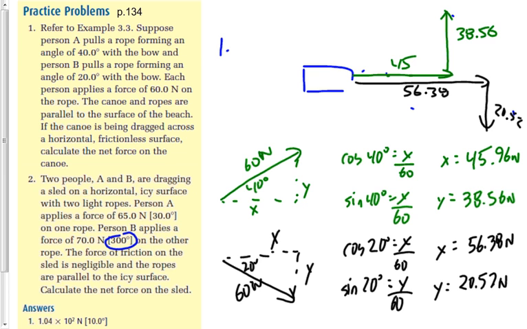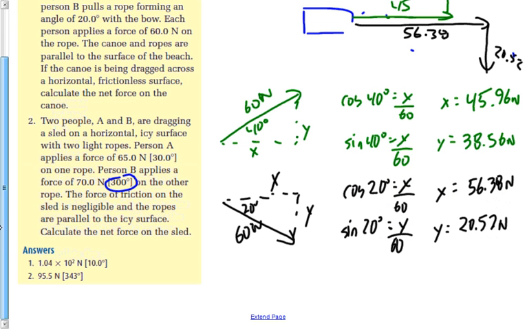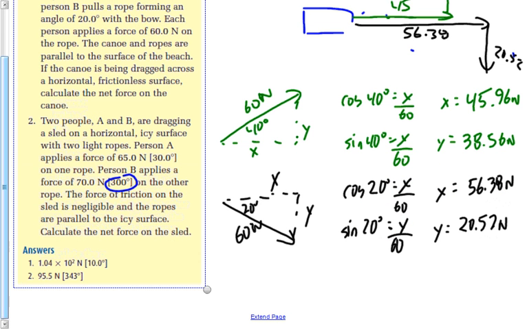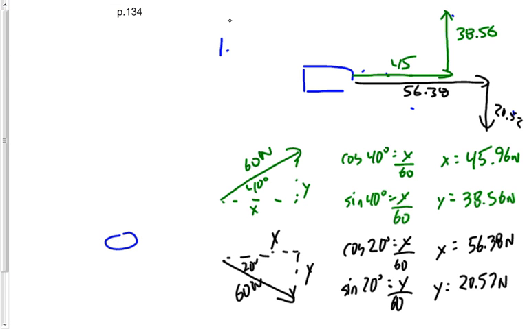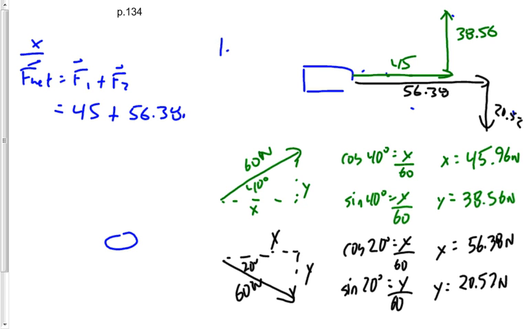Now we can add them up. Let's do our X and Y components here. Let's get rid of this, actually, so we've got some space here. Let's say for the X component, F net is equal to the sum of the forces, F1 plus F2. F1 is 45. F2 is 56.38. We add those up, we're going to end up with 101.38.